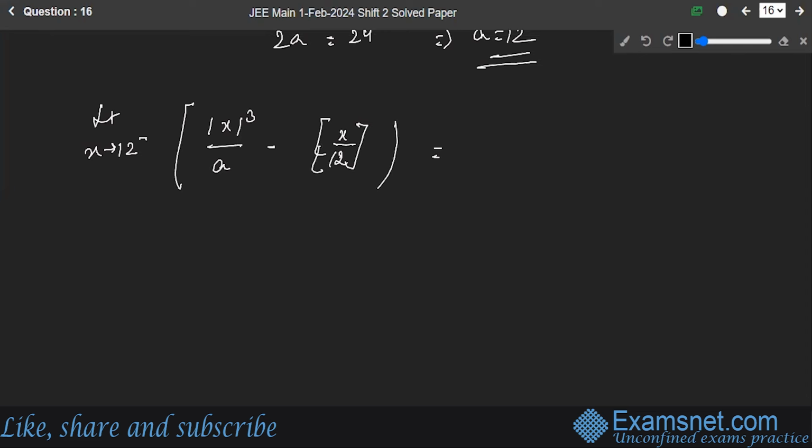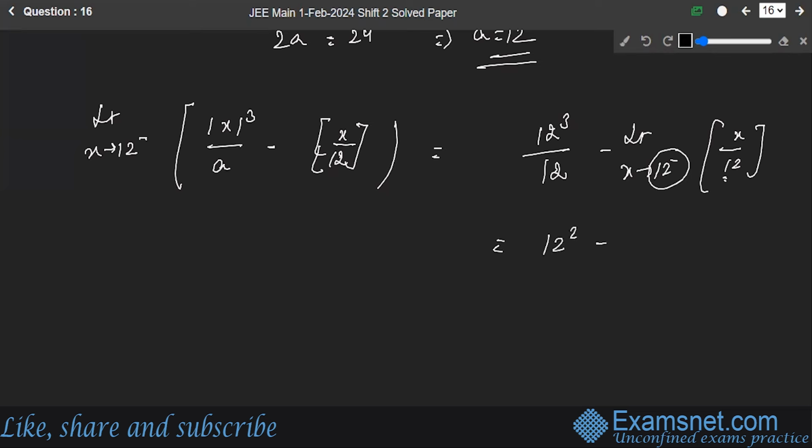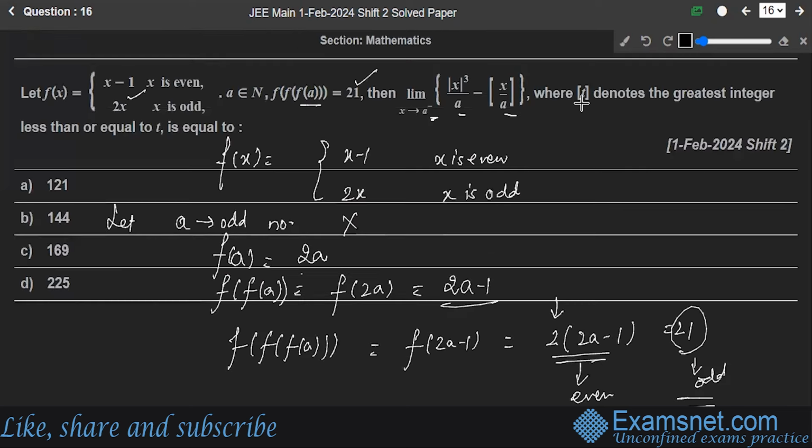All right, so this will come out to be, a is 12 and this comes out to be 12 cube because this is minus mod, so no problem in that. And from here you will have limit x approaching 12 minus greatest integer of x upon 12. So when x is approaching 12 minus, and it is divided by 12, this will give me 0. This is 12 square. The answer to the question is 144. So this is the answer to the question.